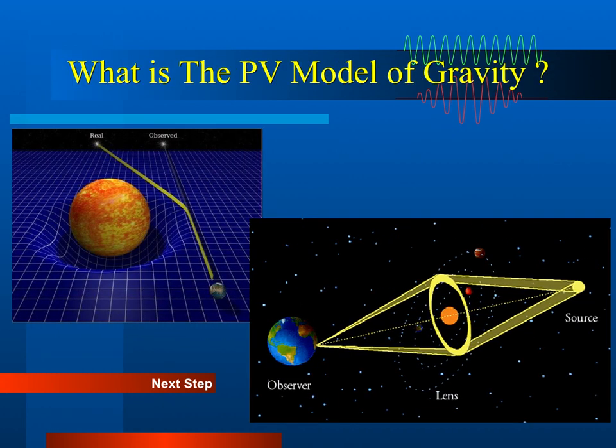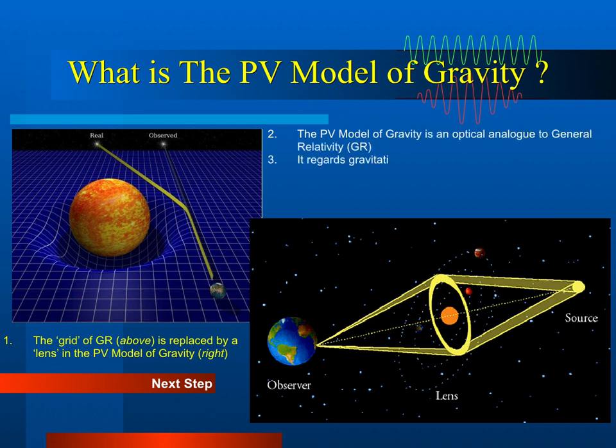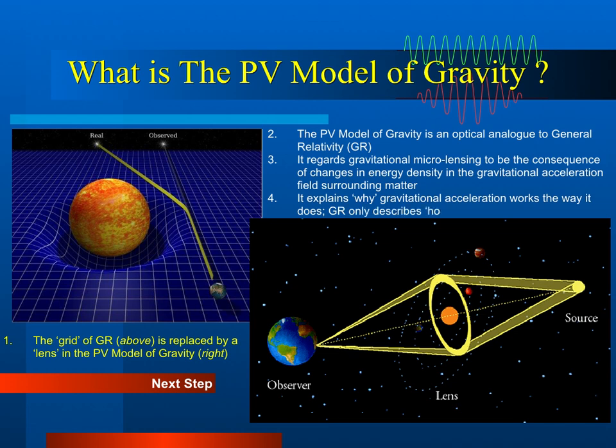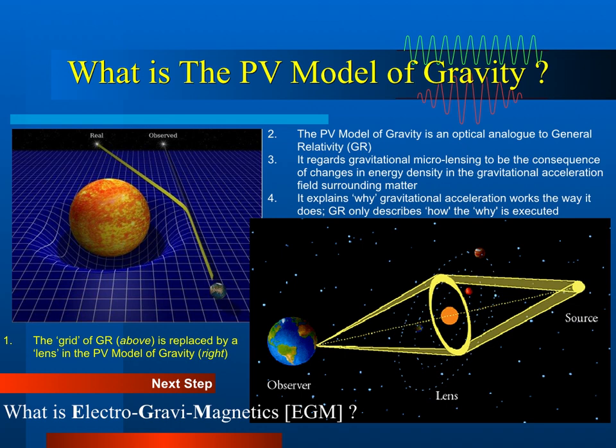The polarizable vacuum model of gravity is an optical analog to general relativity. It describes gravity as a phenomenon arising from a change in energy density in the gravitational acceleration field surrounding an object, acting like a lens. No invisible grid lines or fabric, just the effects of light passing through a lens.